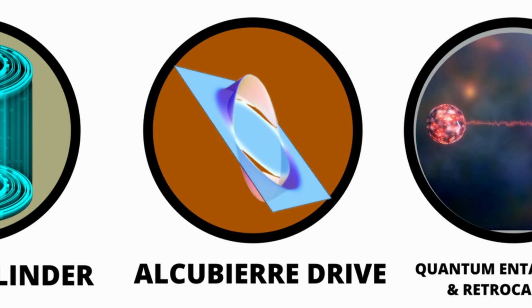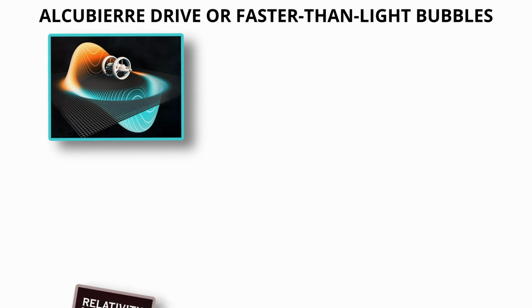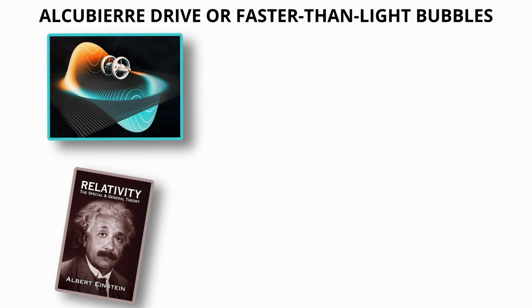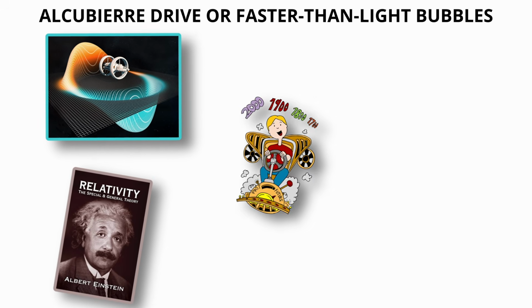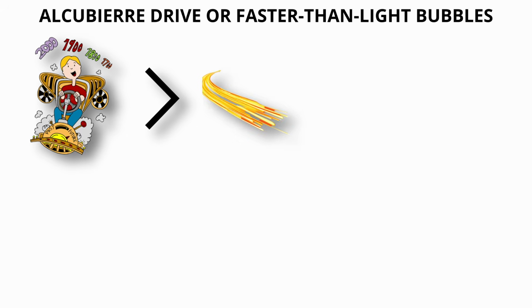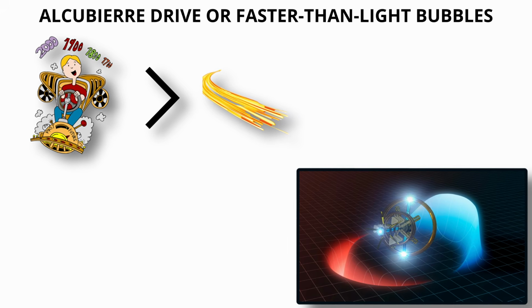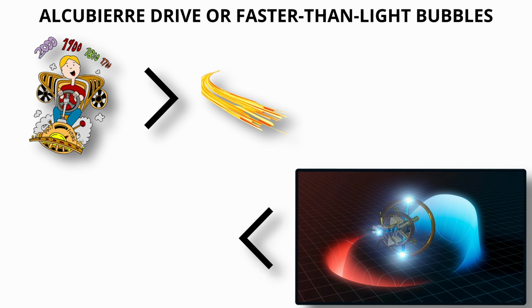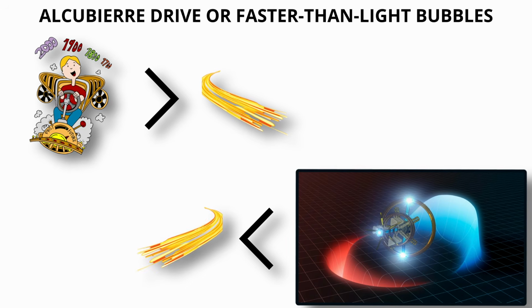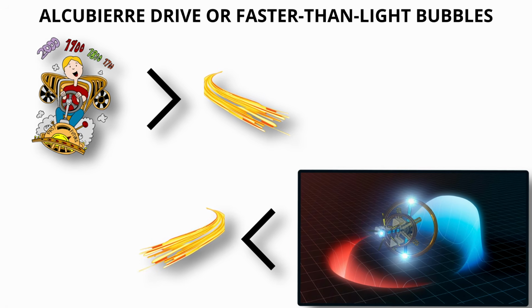Alcubierre drive, or faster-than-light bubbles. The Alcubierre drive is a theoretical model based on general relativity that proposes faster-than-light travel by warping spacetime. Rather than moving through space faster than light, the spacecraft would remain in a warp bubble, while spacetime itself compresses in front of the bubble and expands behind it. This allows the bubble to move faster than light relative to external observers, without violating special relativity locally.